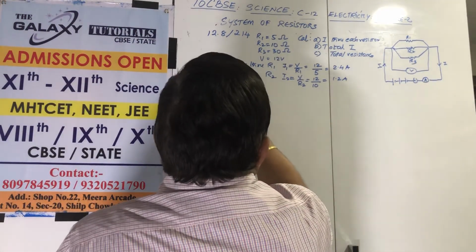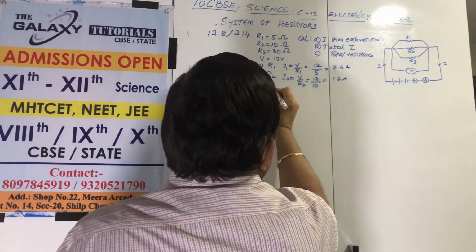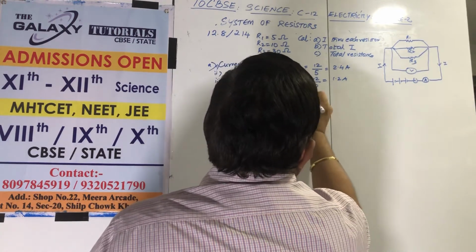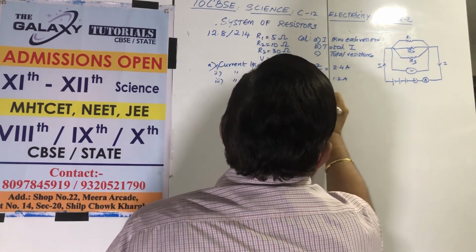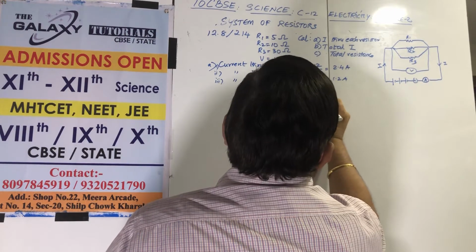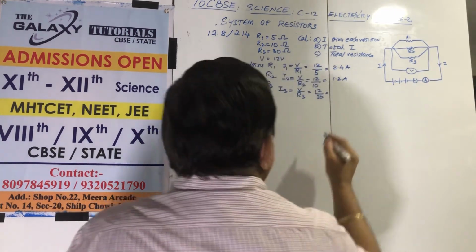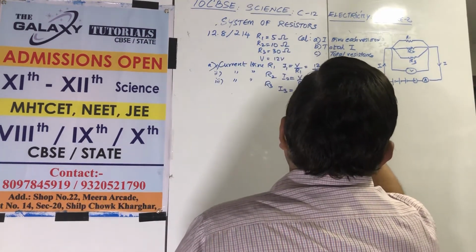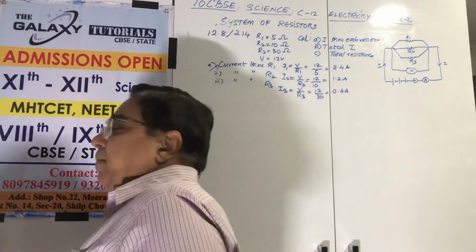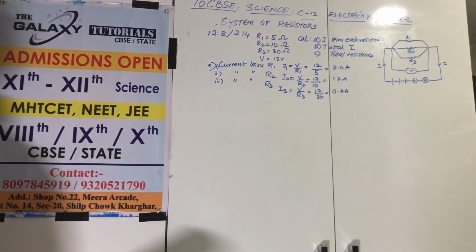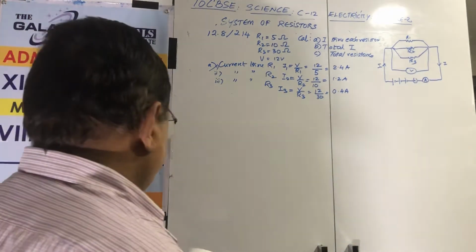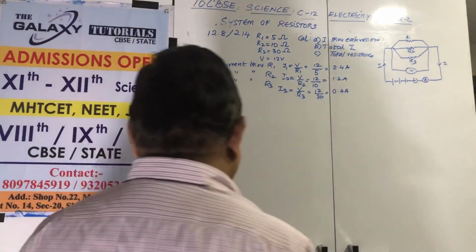Current through the third resistor, I3, is V upon R3, 12 upon 30. When you divide, 0.4 ampere. This is how we find the first subpart of the answer. Then I'm supposed to find the total resistors.